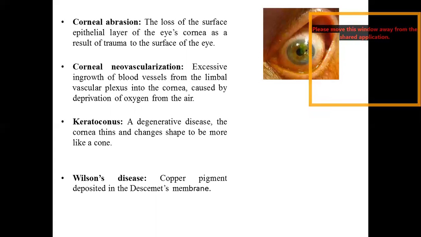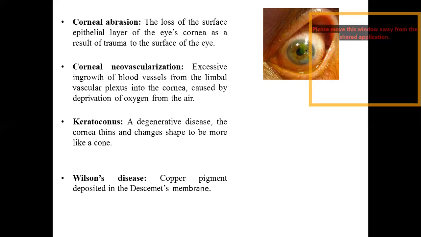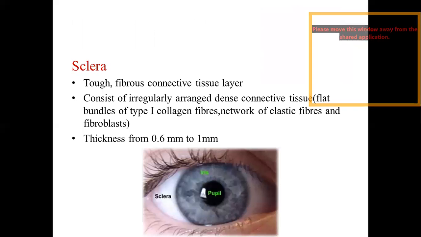Then corneal neovascularization, where there is excessive growth of blood vessels from the limbal vascular complex into the cornea, which is caused by deprivation of oxygen from the air. Then keratoconus is a disease in which the cornea thins and changes shape to more like a cone. Then Wilson's disease, there is copper pigmentation. It affects the whole of the body. It also affects the eyes, where there is copper pigmentation in Descemet's membrane.